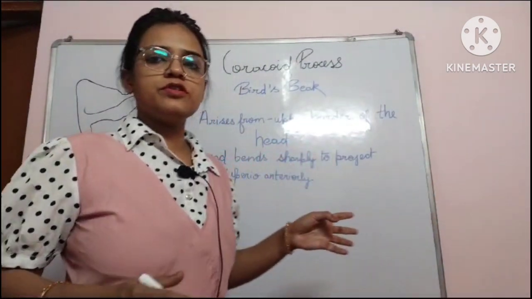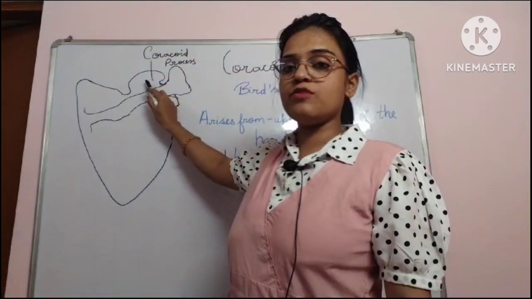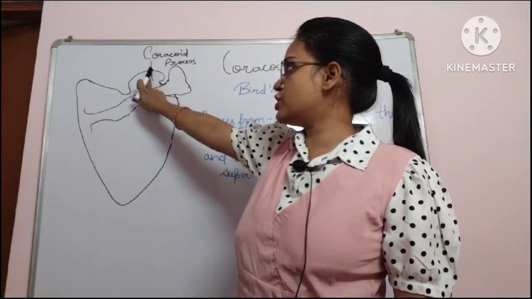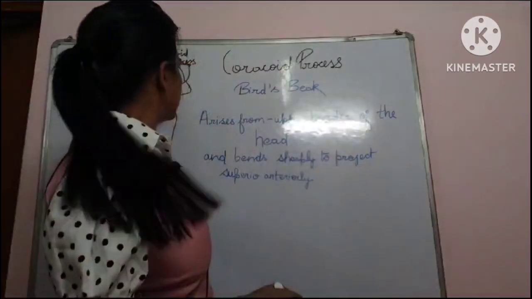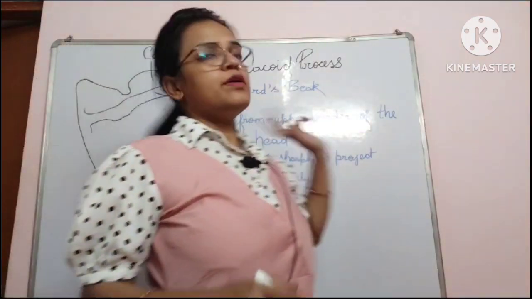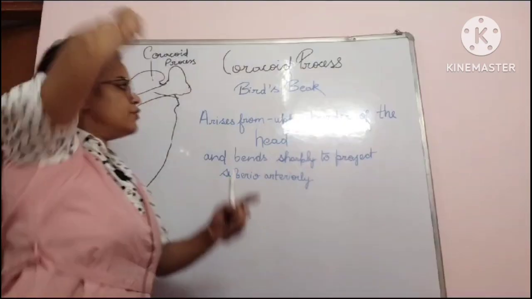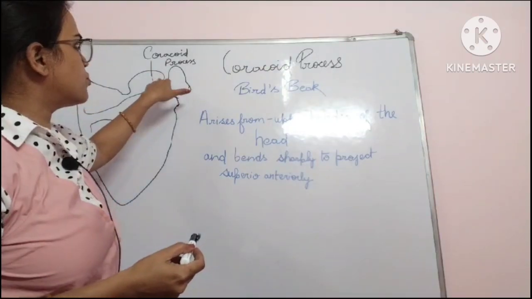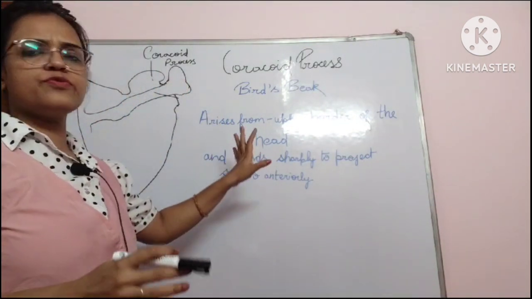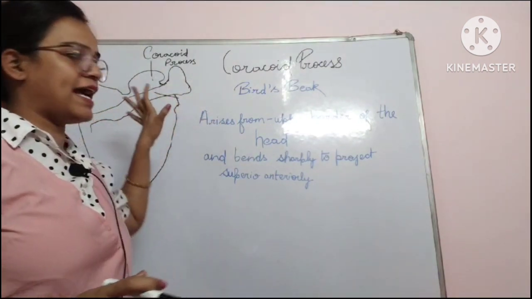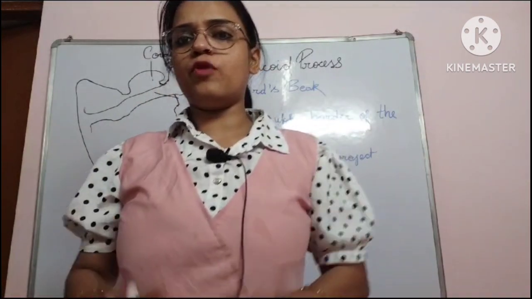So the third process is coracoid process. Coracoid process is a beak-like structure which arises here from the anterior end. You can see in the diagram. And it bends sharply. See here, it is bending sharply to project superiorly and anteriorly. I think it is very simple and visible in the diagram as well. So there should be no problem.